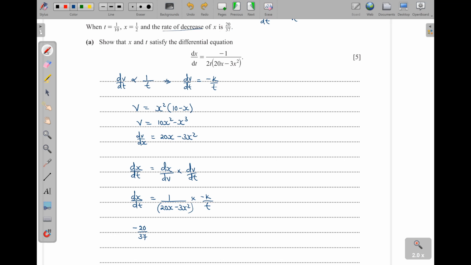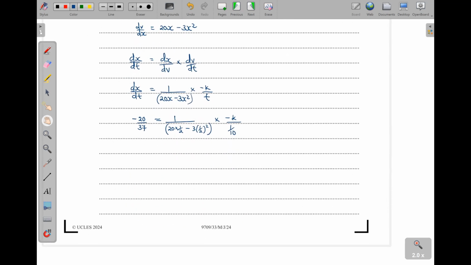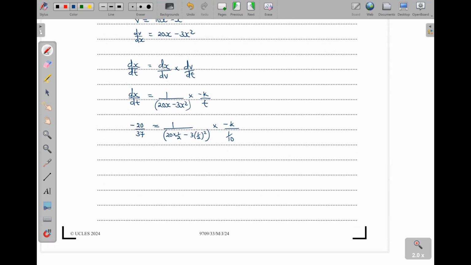But when you are mathematically transforming it, it has to be with that negative value. So this one is equal to 1 out of x is 1 over 2. So 20 times 1 over 2, which will be 10. Then minus 3 times also 1 over 2 here, but squared. Then times this, negative k over t, is 1 over 10. So this one will help us to get the value of k.